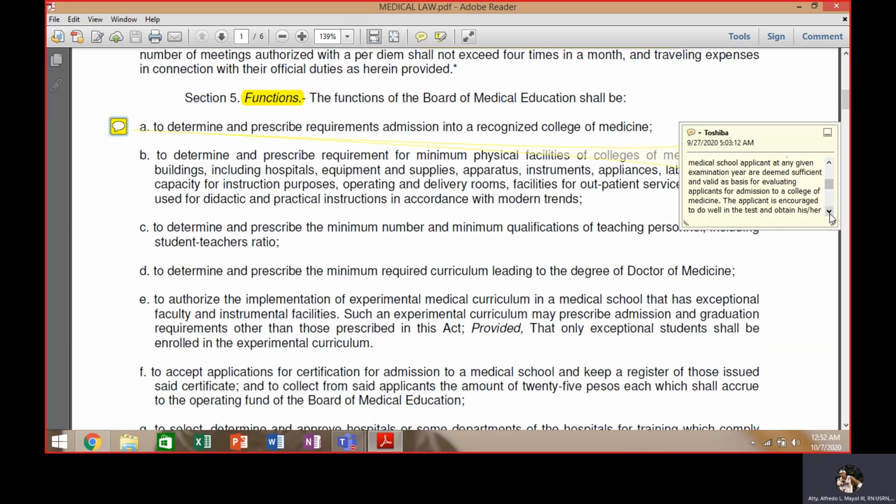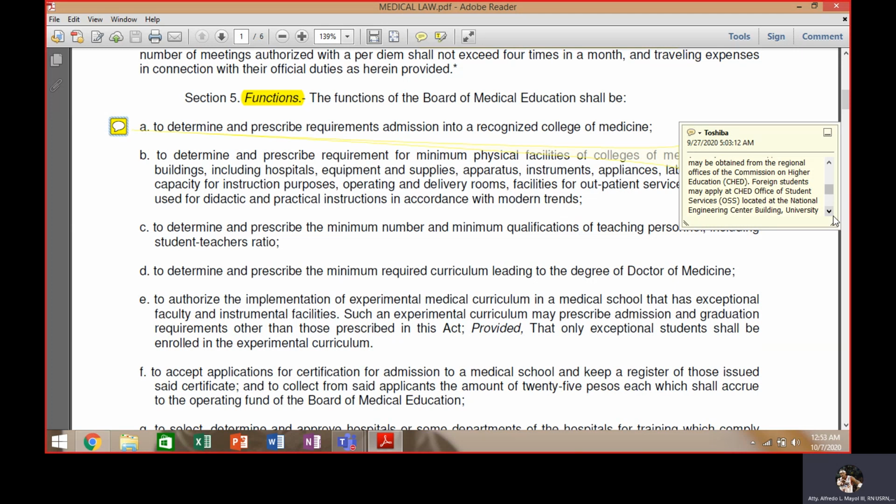The applicant is encouraged to do well in the test and obtain his or her best scores in the NMAT to increase his or her chances of being accepted in the best medical schools in the Philippines. Okay. Next requisite is the Certificate of Eligibility for Admission to a Medical Course or CEM. The CEM application form may be obtained from the regional offices of the Commission on Higher Education or CHED.